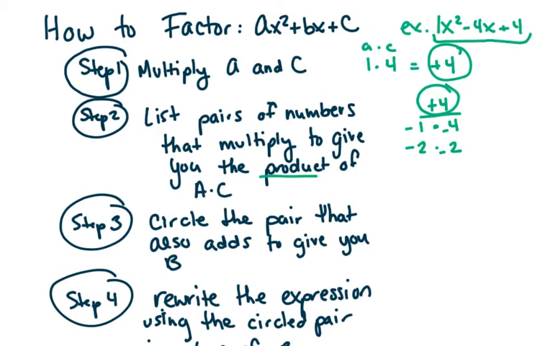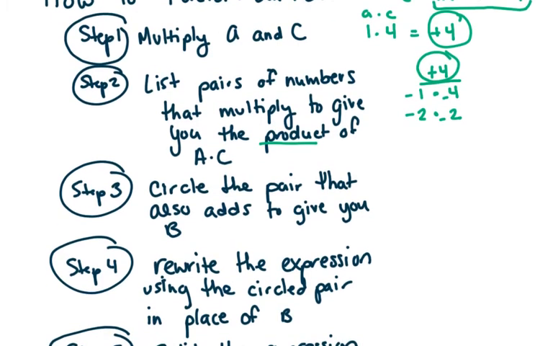Now, if it was a -4 initially, that's another story, and we'll see that actually in the next example, so I'm not going to go too far into that yet. All right, so I have my pairs listed. And so now step 3, it says circle the pair that also adds to give you B.